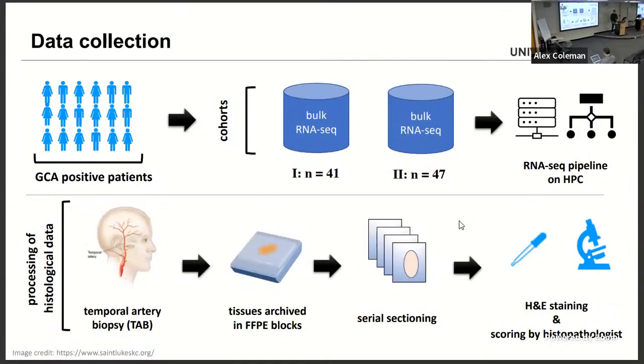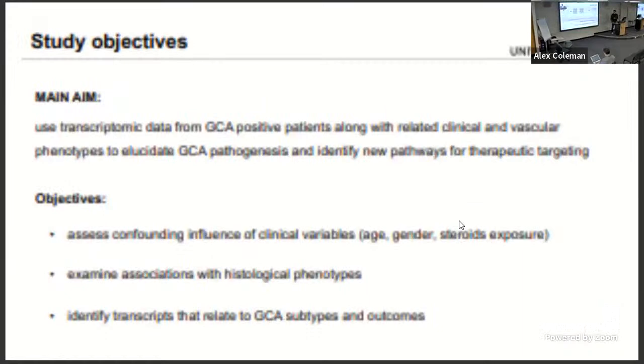And here's the summary of the data that I use. So as I said, the main type of data that I use is the gene expression data. And we have a nice cohort of about 80 unique samples that are derived from GCA positive patients.